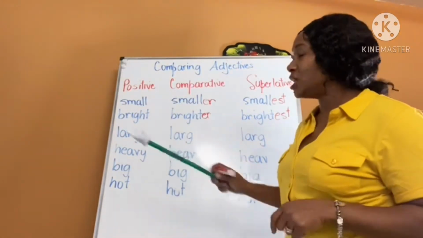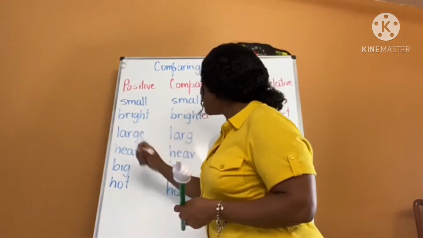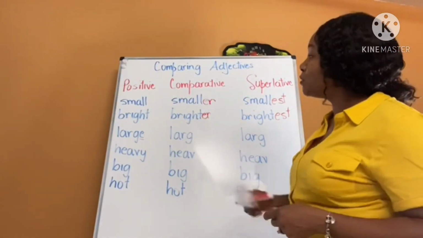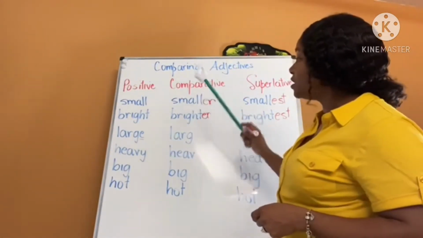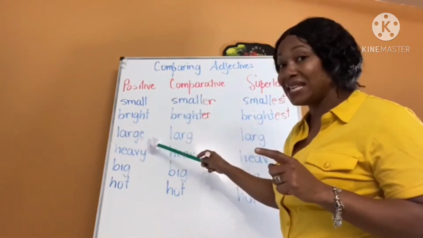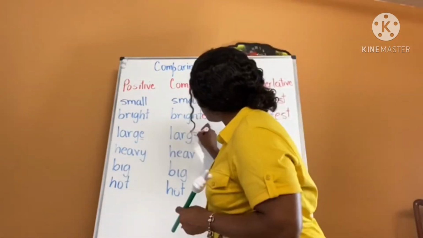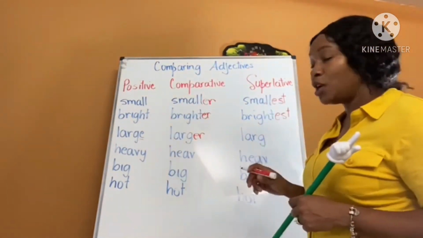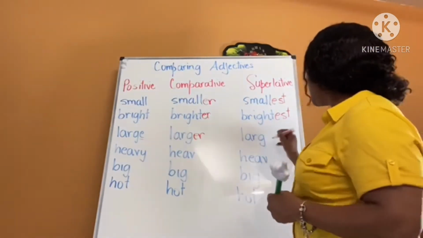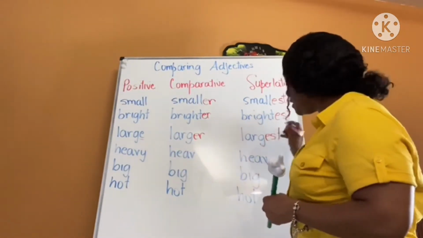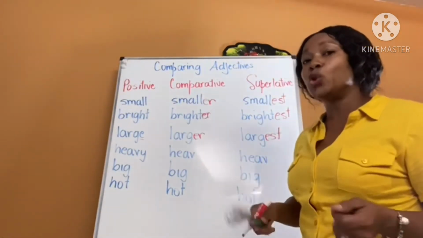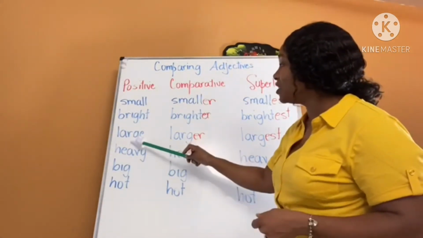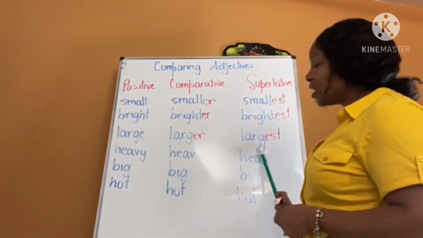Now large ends with an E, and if you notice, I left the E off here because for large, the comparative degree, we drop this E and then add er. And for the superlative, we drop this E again and add est. We drop that E, so we do not have a double E. So it's large, larger, largest.